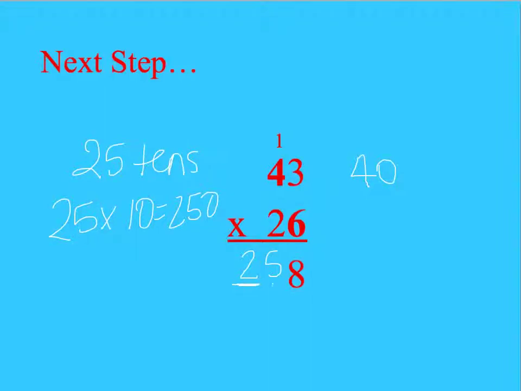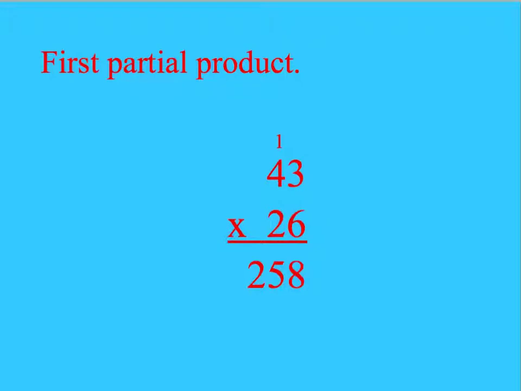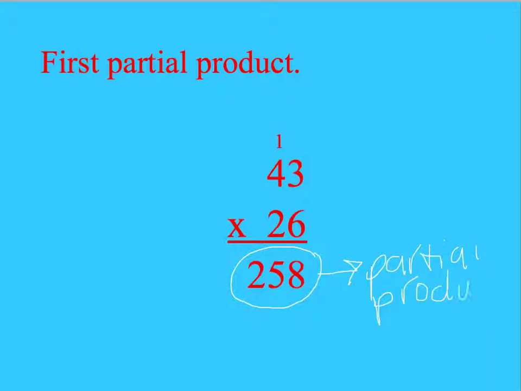already had. Once we have done that multiplication, we get the number 258, and this number is my first partial product. Remember, partial products are products that we find along the way that help us get to our final product. So 258 is our first partial product.